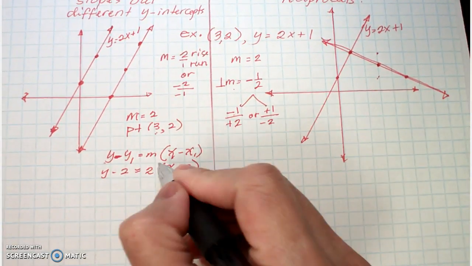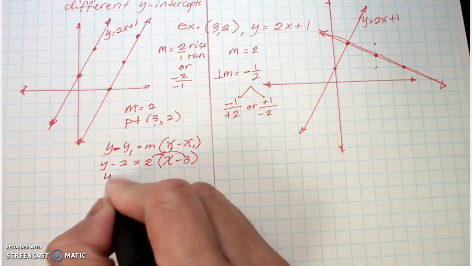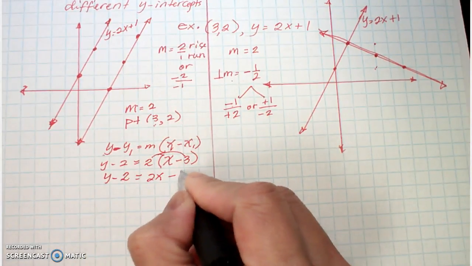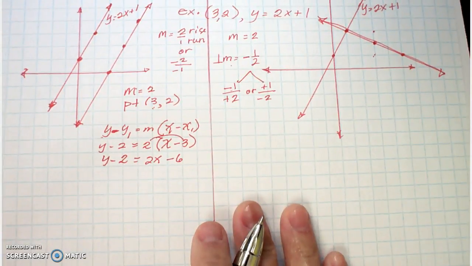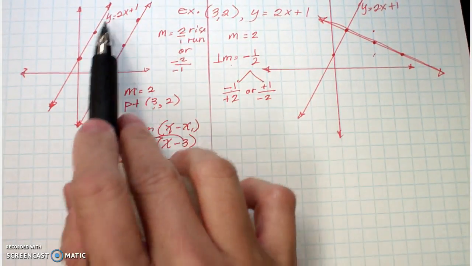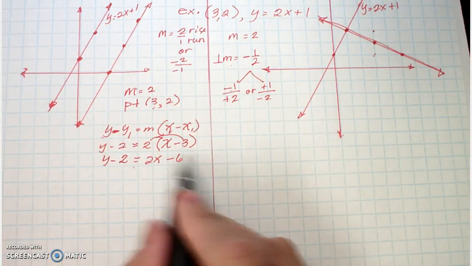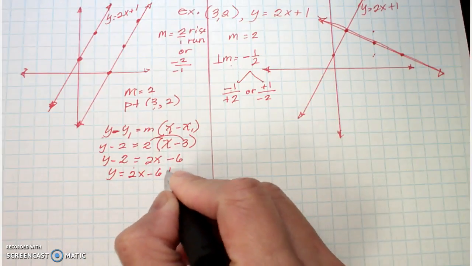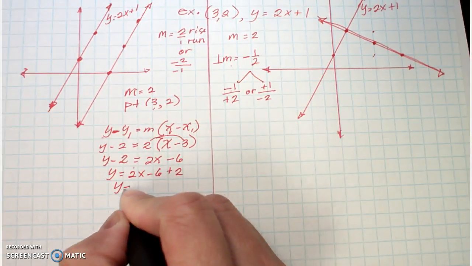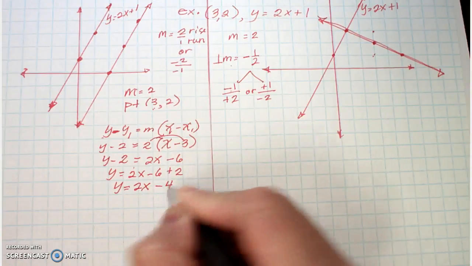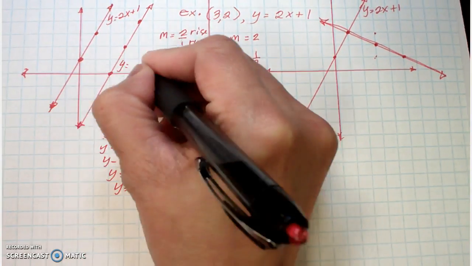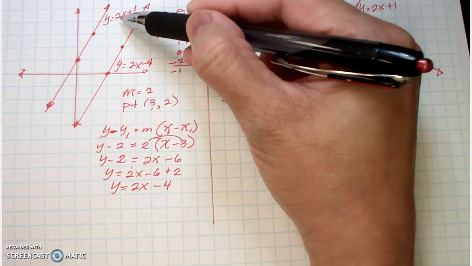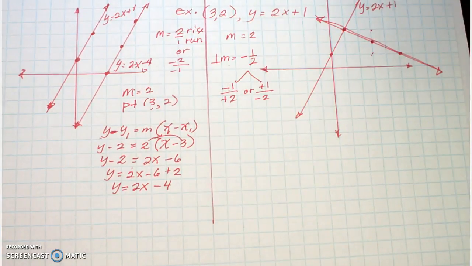You're now going to distribute this, making it become y minus 2 equals 2x minus 6. If you want it to be in slope-intercept form, then you will have to move the negative 2 to the other side, making your equation become 2x minus 6 plus 2. Final equation is y equals 2x minus 4. So that's the name of your line. Please take note, they have different y-intercepts, but the same slope, like what we described.